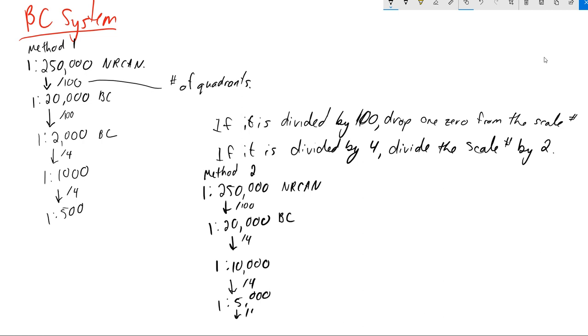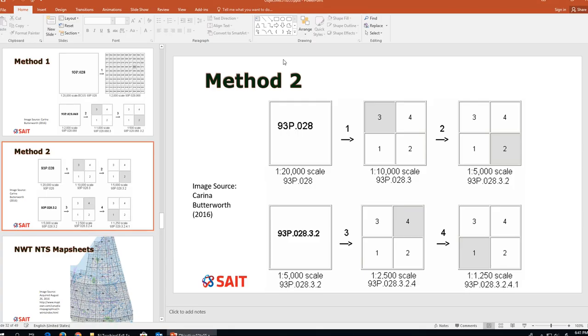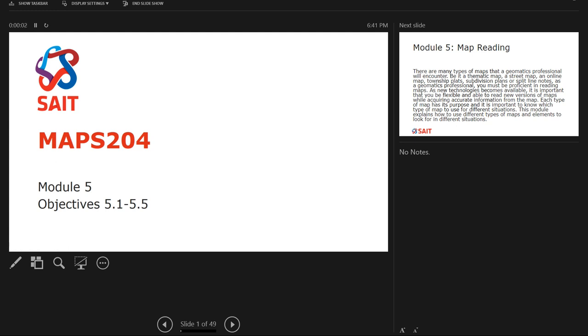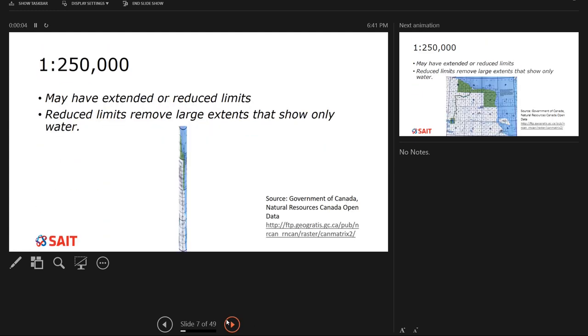Then we divide by 4, and we get 2,500. And then we divide by 4 one more time, and we get 1,250, right? So you can see again the same pattern. All this is 4, so it's all divided by 2 all the way down. So that's how the BC system works. It follows the same method as we go through, and it is a really straightforward method to go with.